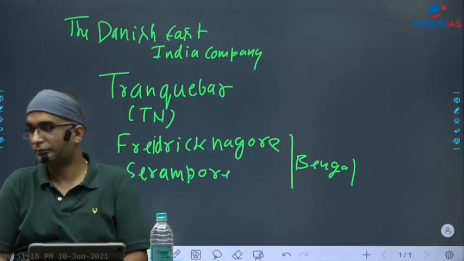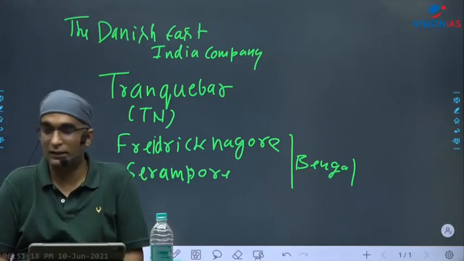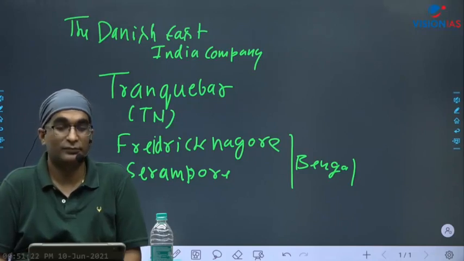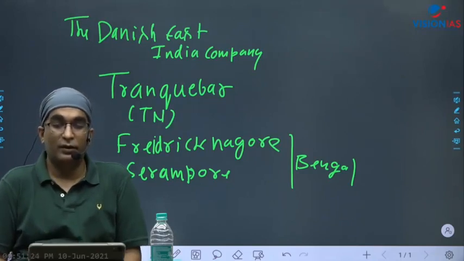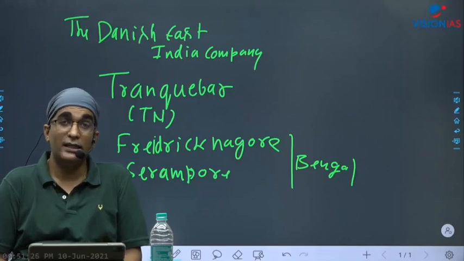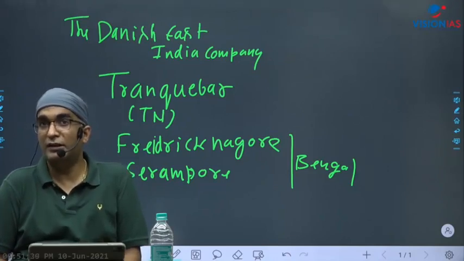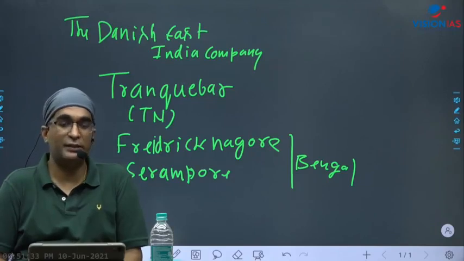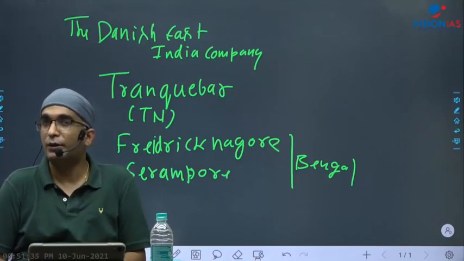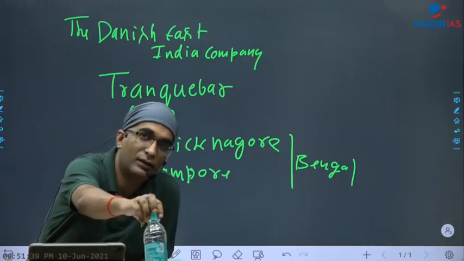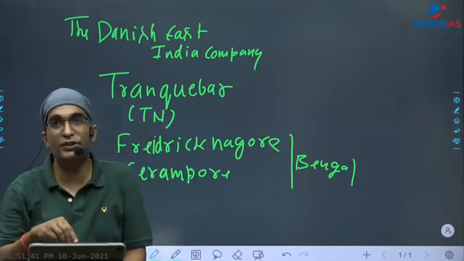Further, Serampore also became the hub of Danish missionary activity.